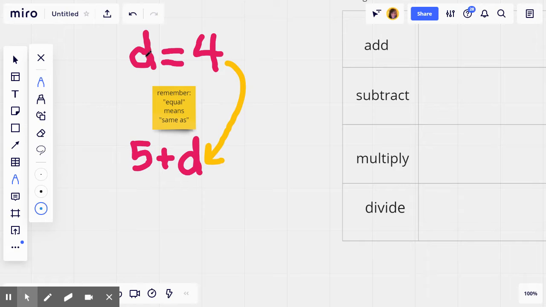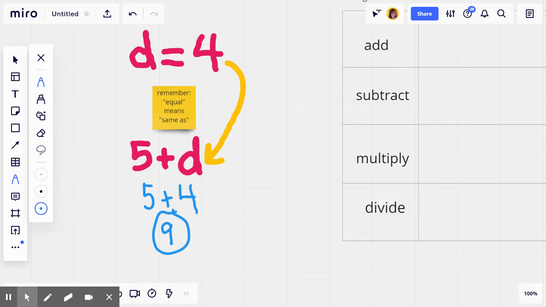If I say D is the same as 4, and then I have 5 plus D, I know I can rewrite this as 5 plus 4, because D is the same as 4, right? So I can totally write it that way. And then I can finish the math, and I know that 5 plus 4 is 9. And that is the process that we're talking about today, right? So that's what we're going to practice and focus on and review.